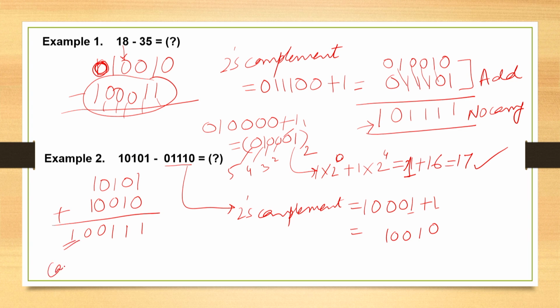Here you obtain what? The carry. In the case of a carry, what do you have to do? You have to ignore this carry. The result will be only this part, that is 0, 0, 1, 1, 1. What does this represent? This represents the result which is obtained after subtracting 0, 1, 1, 0 from 1, 0, 1, 0, 1. So, this is the method which is used to subtract two binary numbers by using 2's complement.